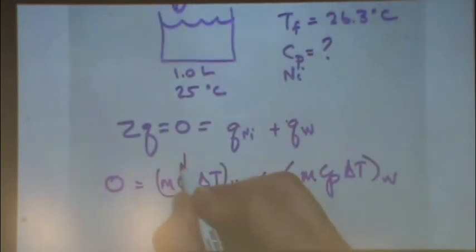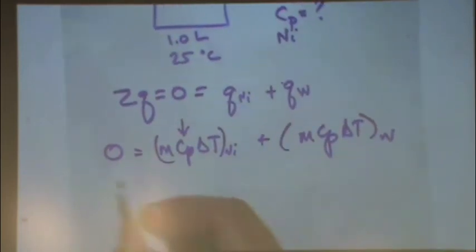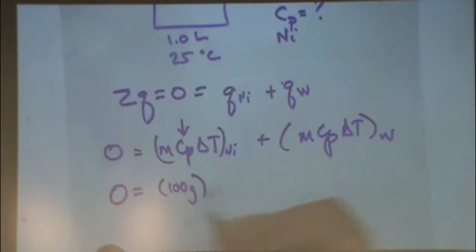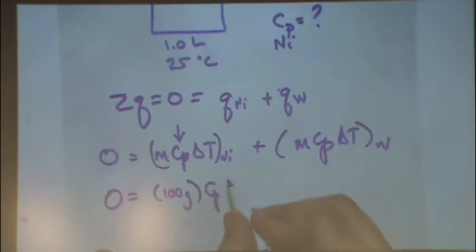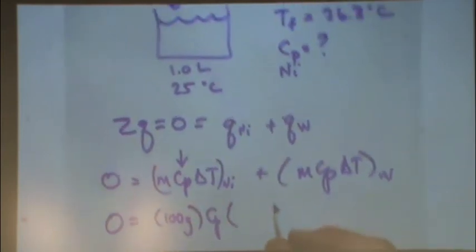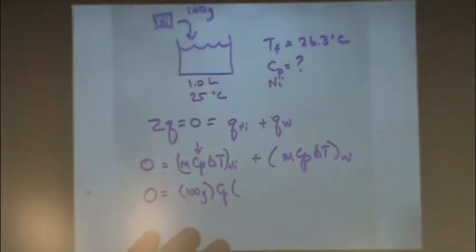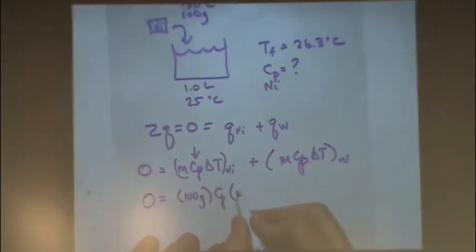Okay, the term I'm looking for is where I just put the arrow. Everything else is known. So 0 equals the mass of the nickel, 100 grams, times the Cp of the nickel, which is what I want, times the temperature change. This is the tricky part: T final, remember, always first, minus T initial, 150.